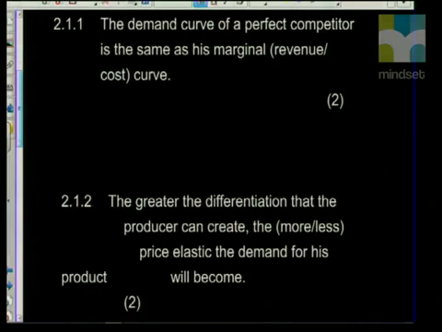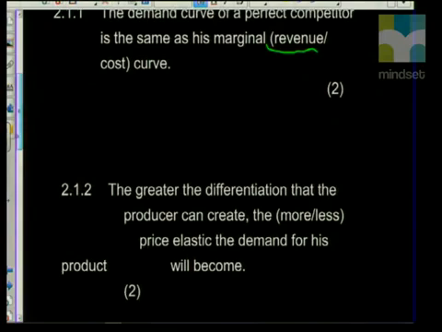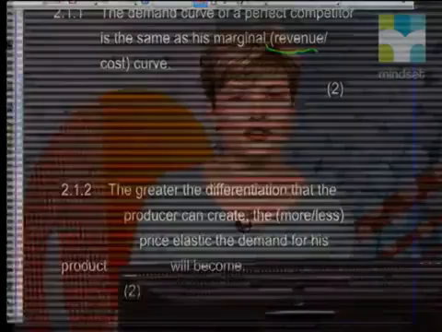2.1.1, the demand curve of a perfect competitor is the same as his marginal revenue or his marginal cost curve. The answer to this one is revenue. When you write the paper, take note that you do not underline on your question paper. You actually have to write out the word.